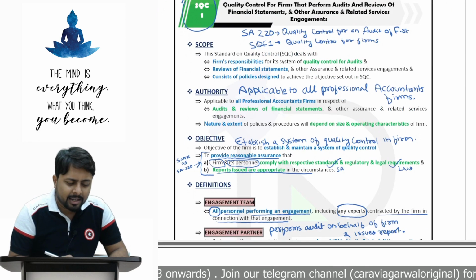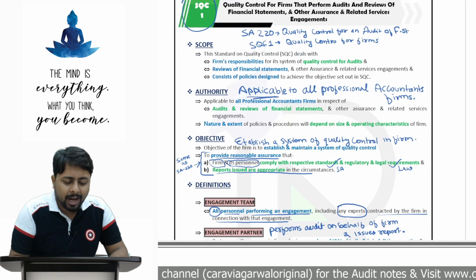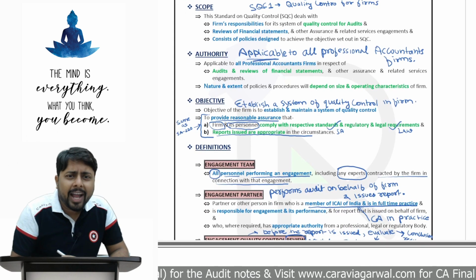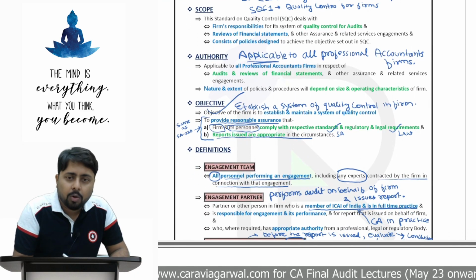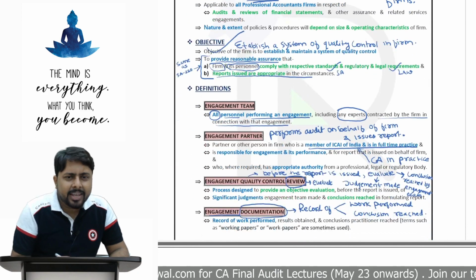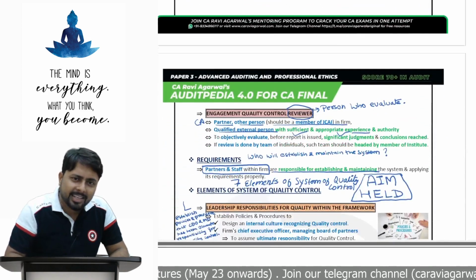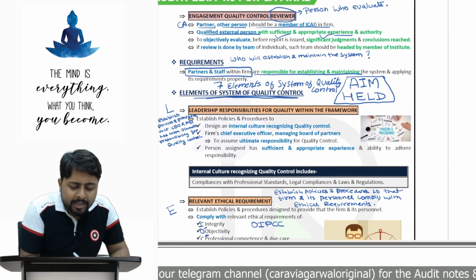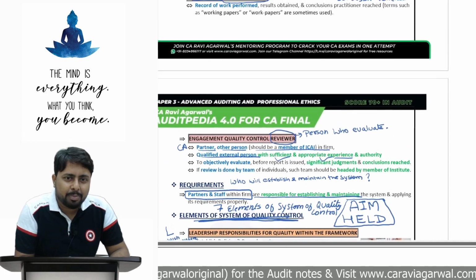First of all, we will see where this chapter SQC1 is applicable. We'll check the applicability. What is the objective behind this chapter? Why are we learning this SQC1? We'll check the objective also. Then there are a few definitions related to the chapter, and one last question, and the chapter is inside your pocket. So what is that question? Elements of system of quality control. There are a total of 7 elements of system of quality control, and then the entire chapter is done.